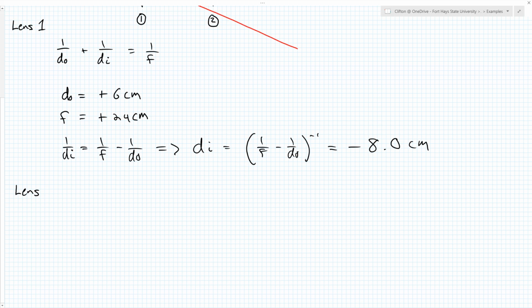So for lens 2, I still have 1 over DO plus 1 over DI is equal to 1 over F. And now what I have to do is figure out what these quantities are for the second lens. The focal length is given, so let's just write that down. It's a convex lens, so this is going to be plus 9 centimeters. The object distance, we need to figure out how far away the object that this lens is creating an image of is from the lens.